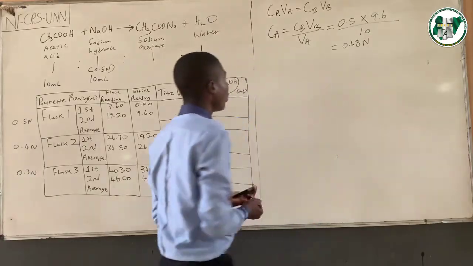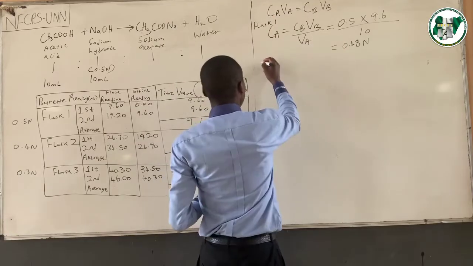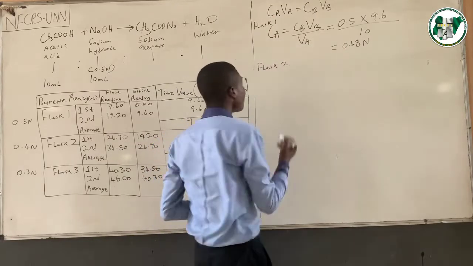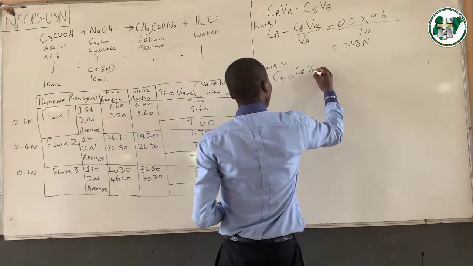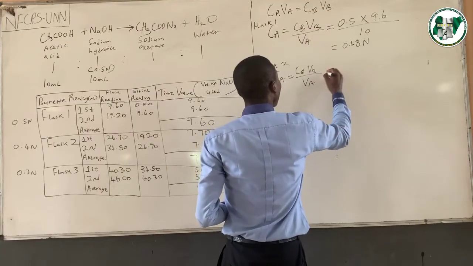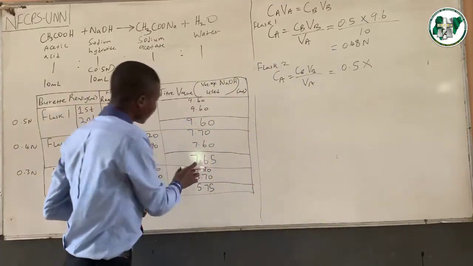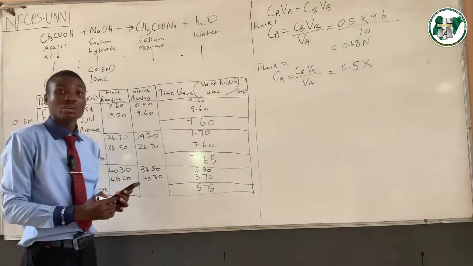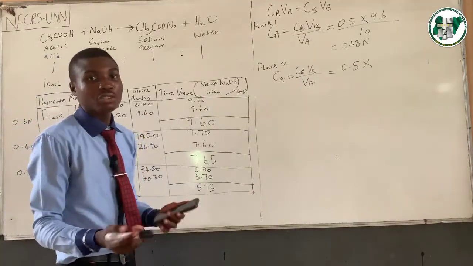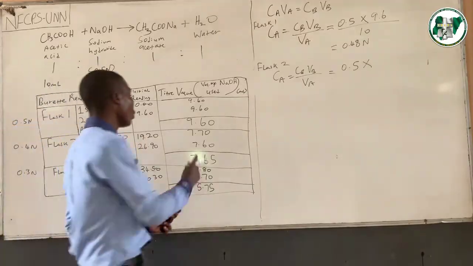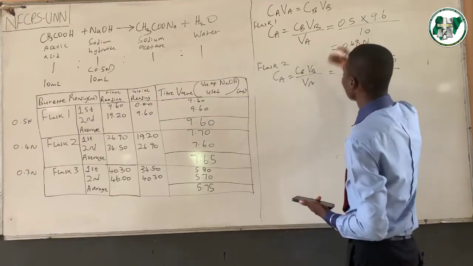So let us calculate for the second flask. Let's call this flask 1, and the next one flask 2. Now in flask 2, our CA is still equal to CBVB over VA, and our concentration of base is still 0.5. Our average titer value for flask 2 is 7.65. How do you calculate average titer value? You simply add the two of them and divide by 2. If you have 3, you add 3 and divide by 3. So 0.5 times 7.65 divided by, what's the volume of our acid?